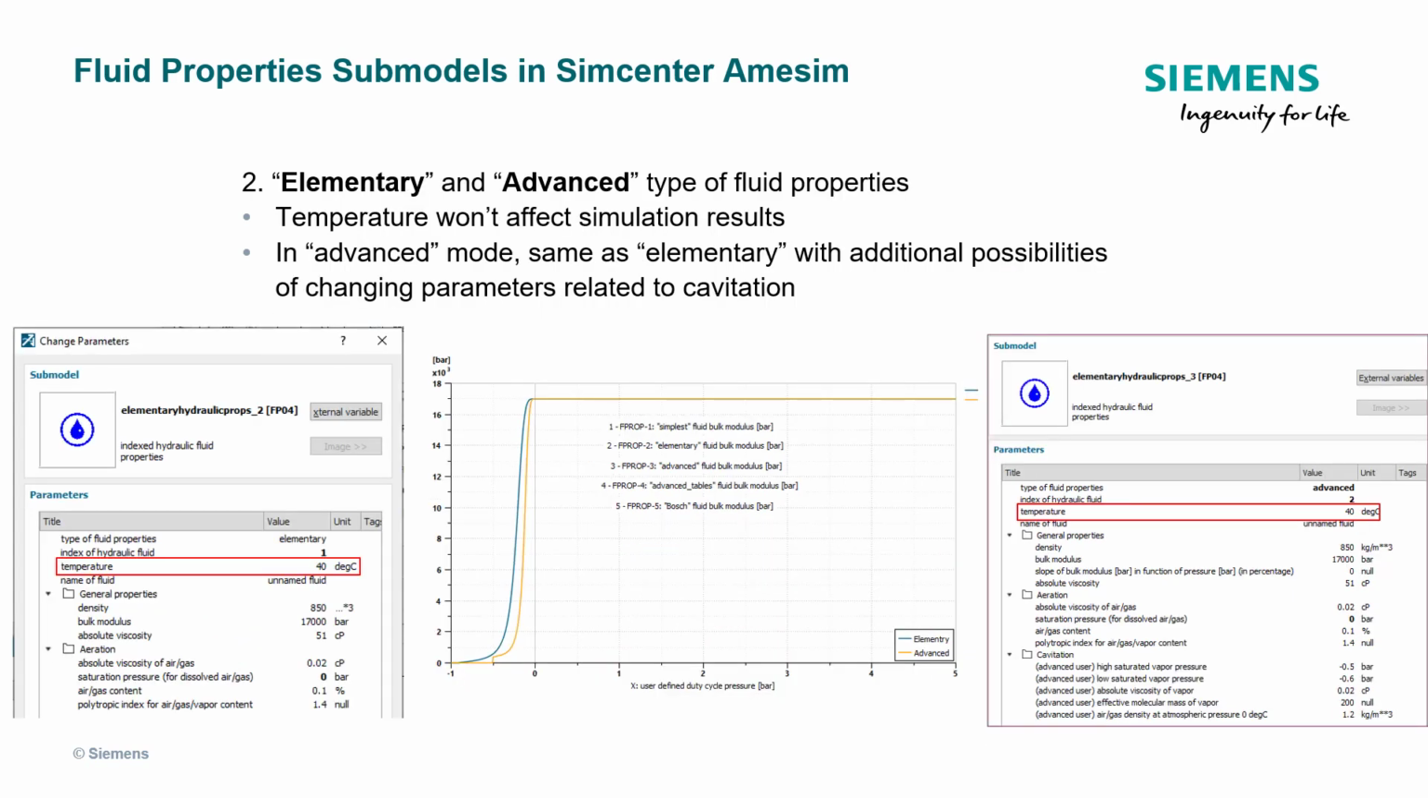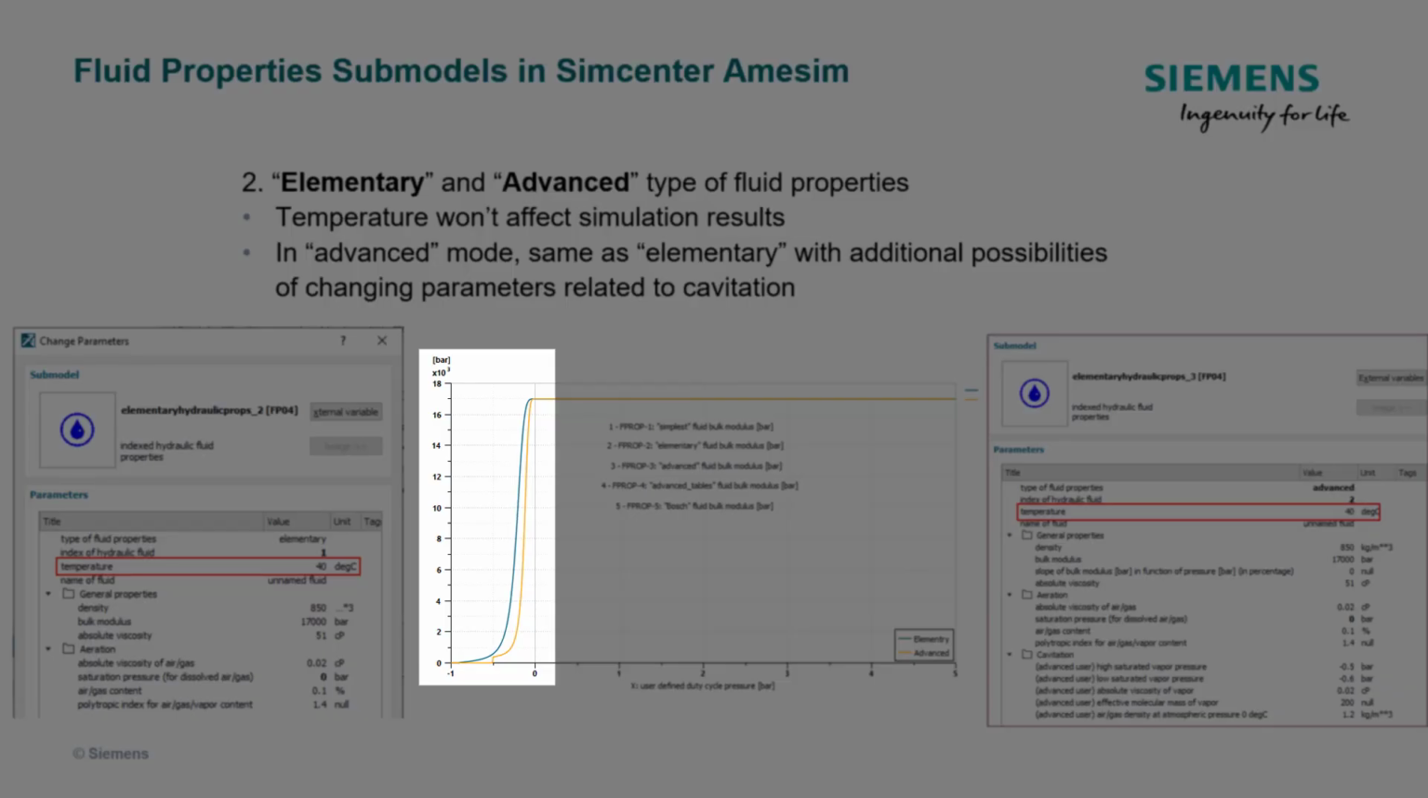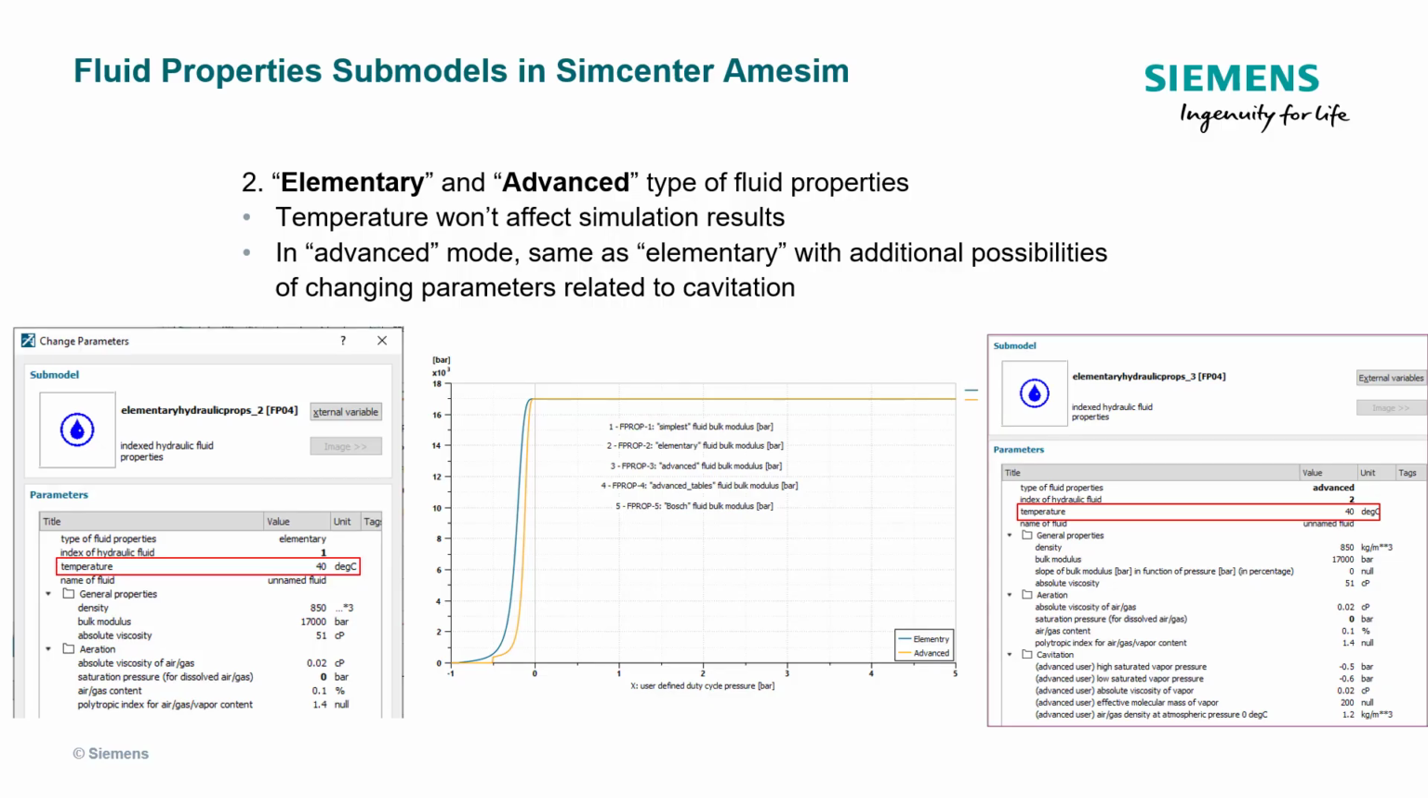Then with elementary and advanced fluid property types, we can see from the results plot that the bulk modulus gradually changes along with pressure variation, which is more realistic. Moreover, for the advanced fluid type, the vapor pressure values can be changed, and from the results curve, the yellow one, we see the bulk modulus decreases more rapidly at minus 0.5 bar, which can be interpreted as cavitation starting to happen and impacting the fluid bulk modulus value.